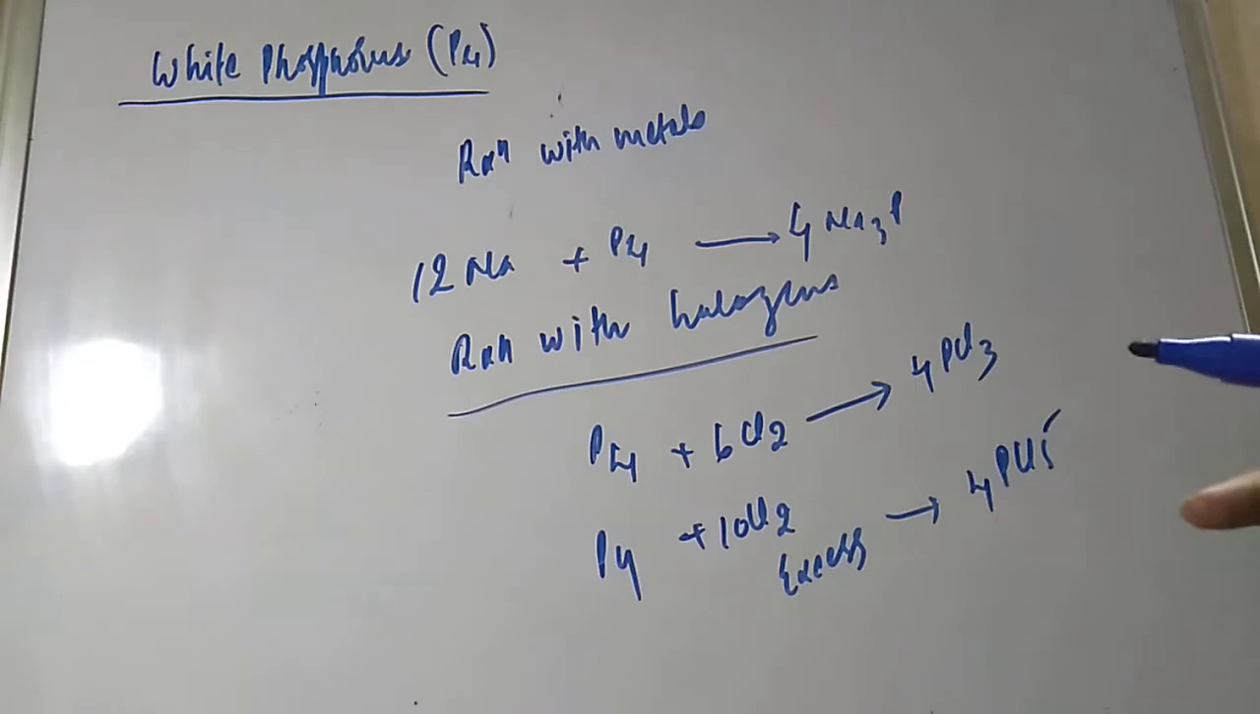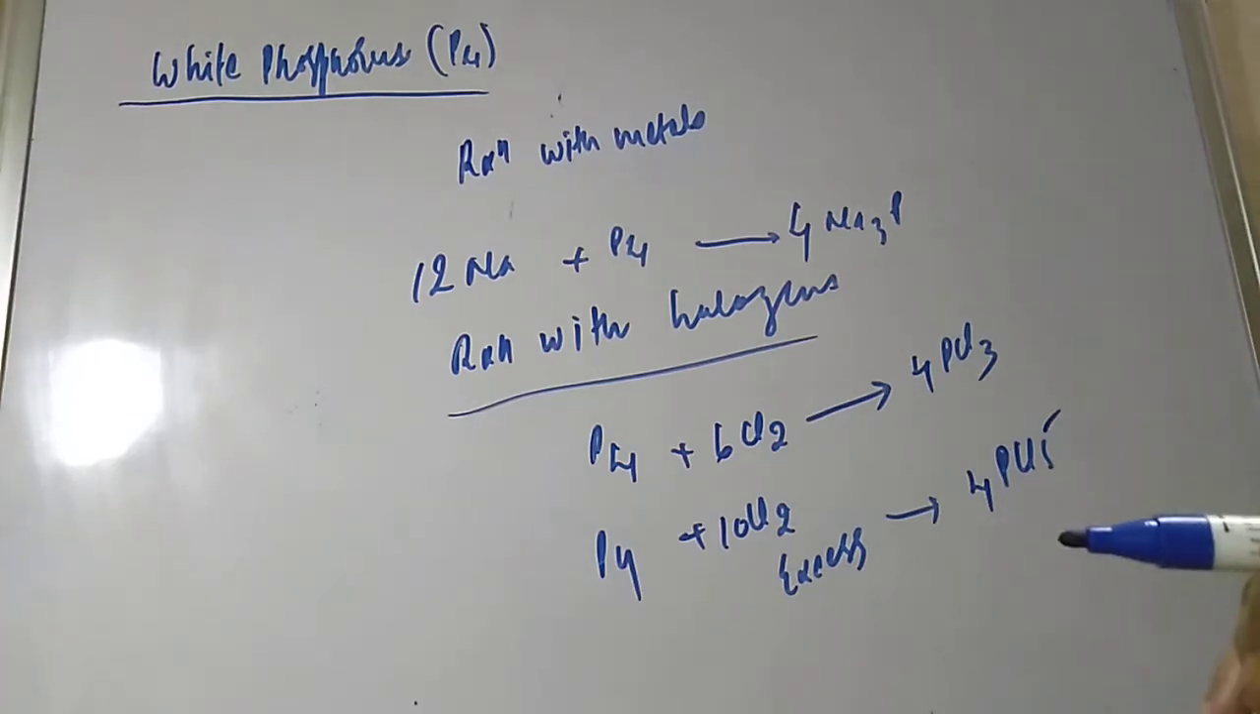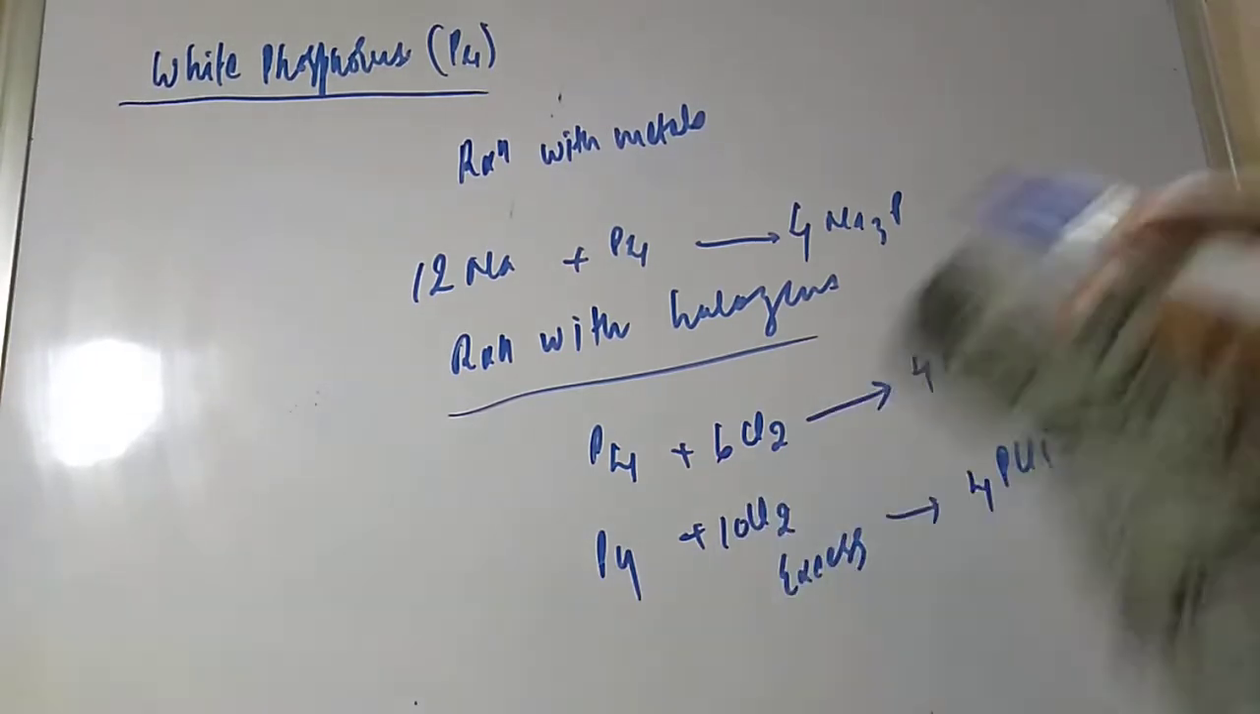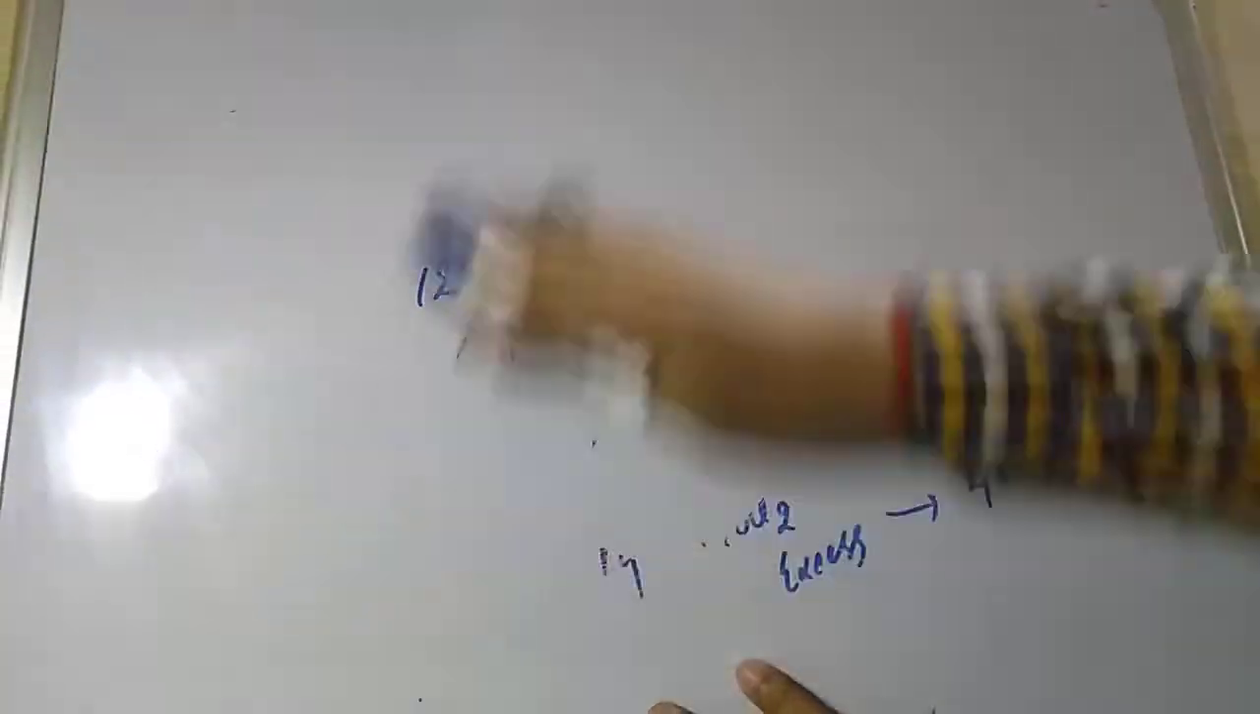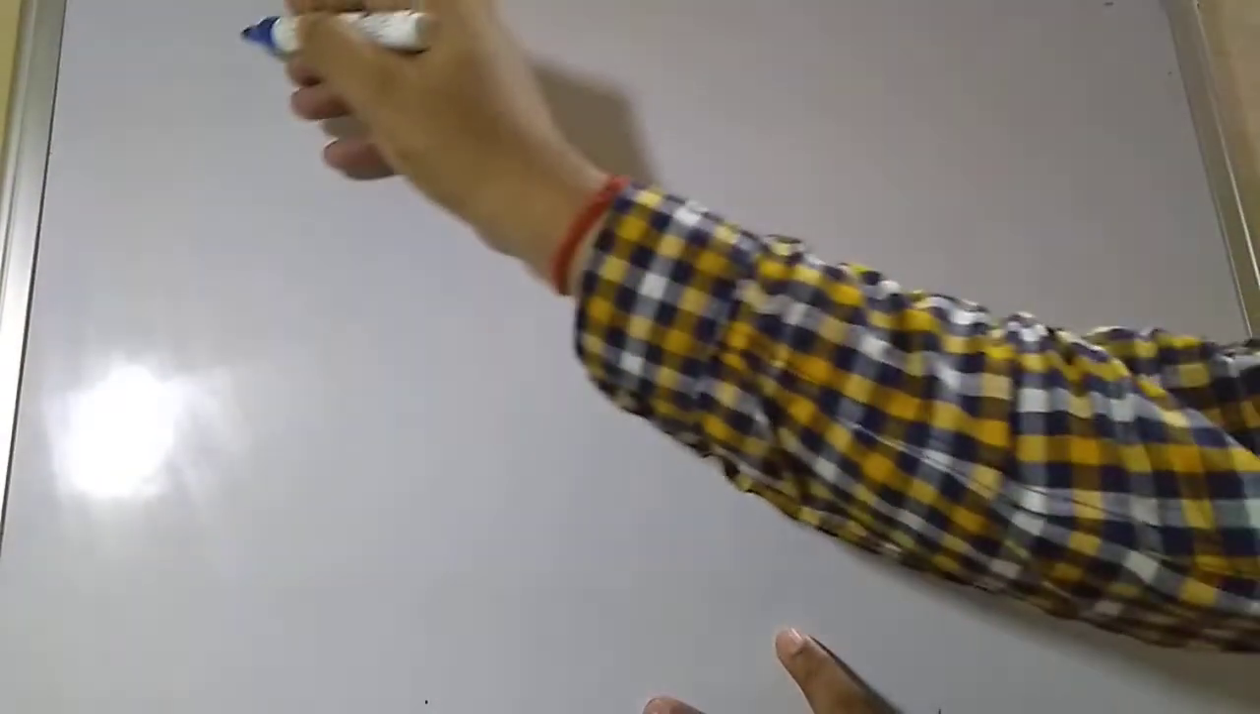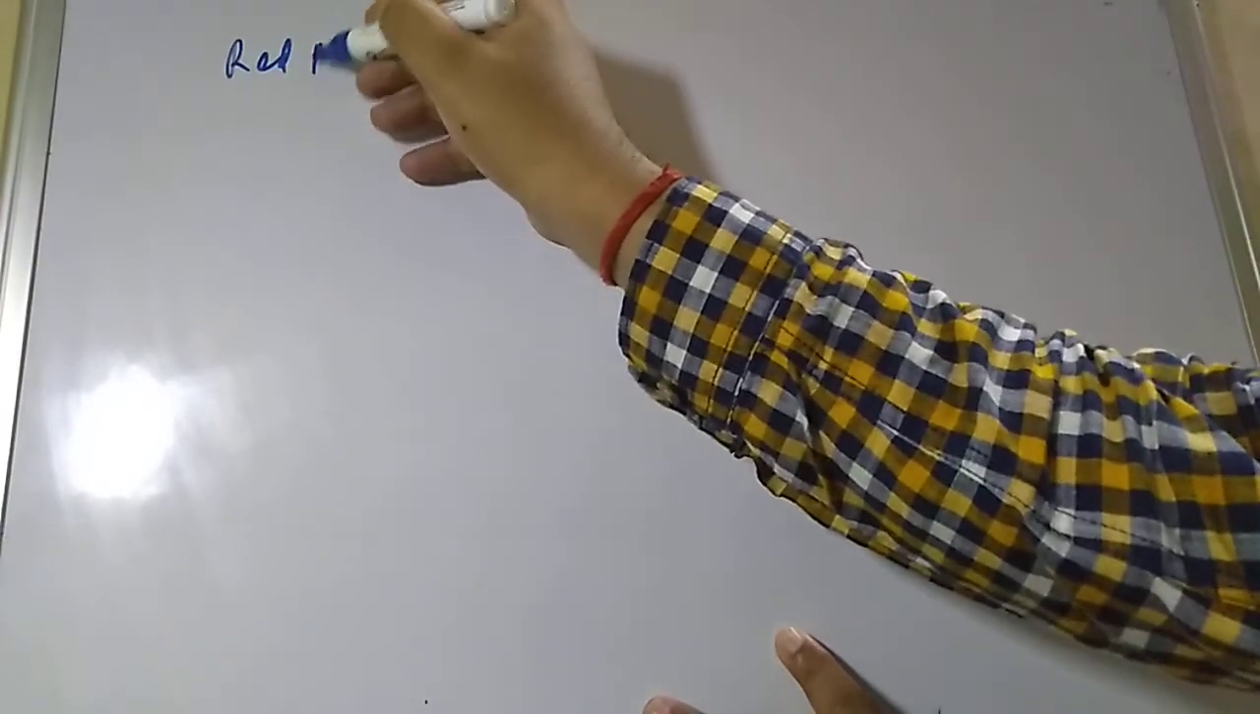Now we are going to study the red phosphorus. Red phosphorus firstly exists in the form of polymers. Since it exists in the form of a polymer, we will find that it is less reactive. So firstly we are studying red phosphorus.